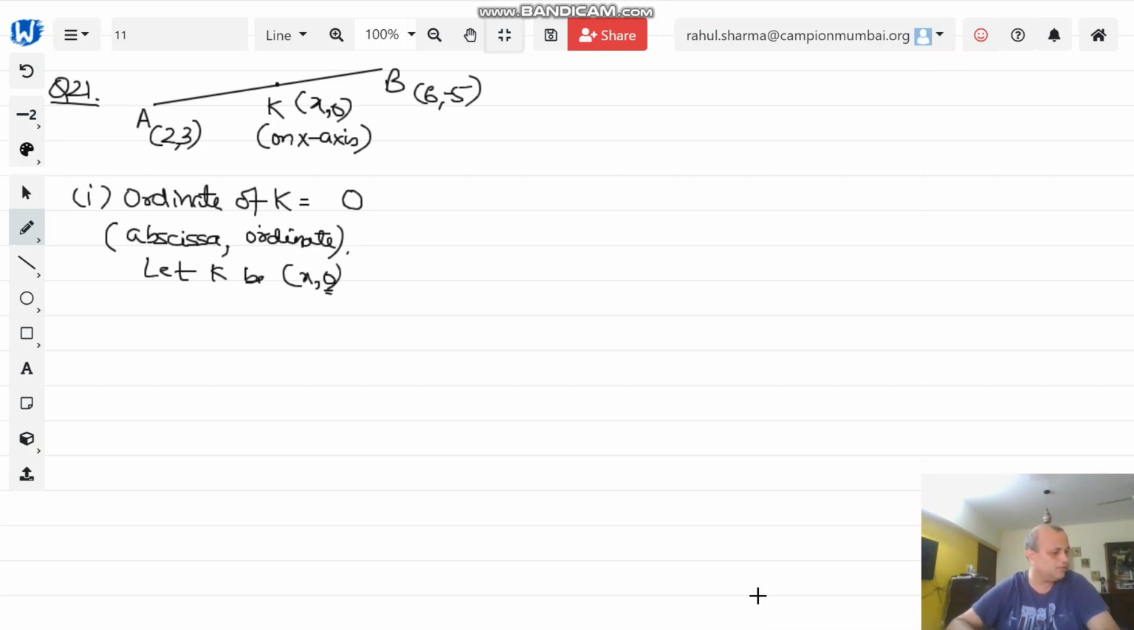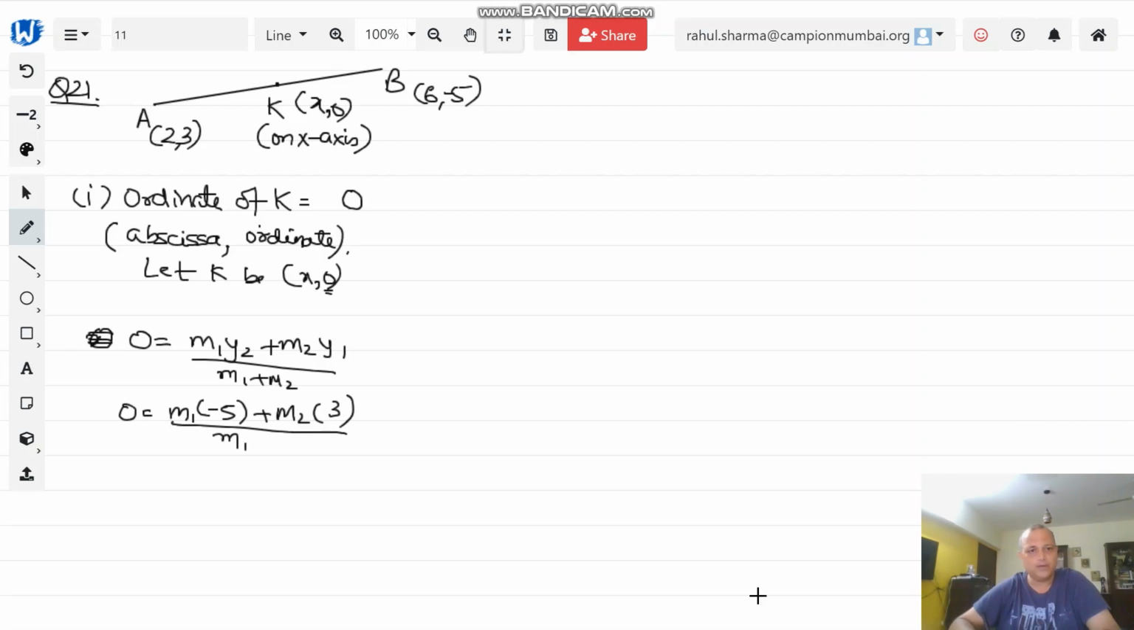Next part, find the ratio. So we need to figure out the ratio. What's the first point? The first point is 2, 3. So x, we know 0 is given. So 0 is equal to m1 y2 plus m2 y1 upon m1 plus m2. Let's substitute. 0 is equal to m1 not given, y2 is negative 5 plus m2 not given, y1 is 3 upon m1 plus m2. Let's cross multiply.